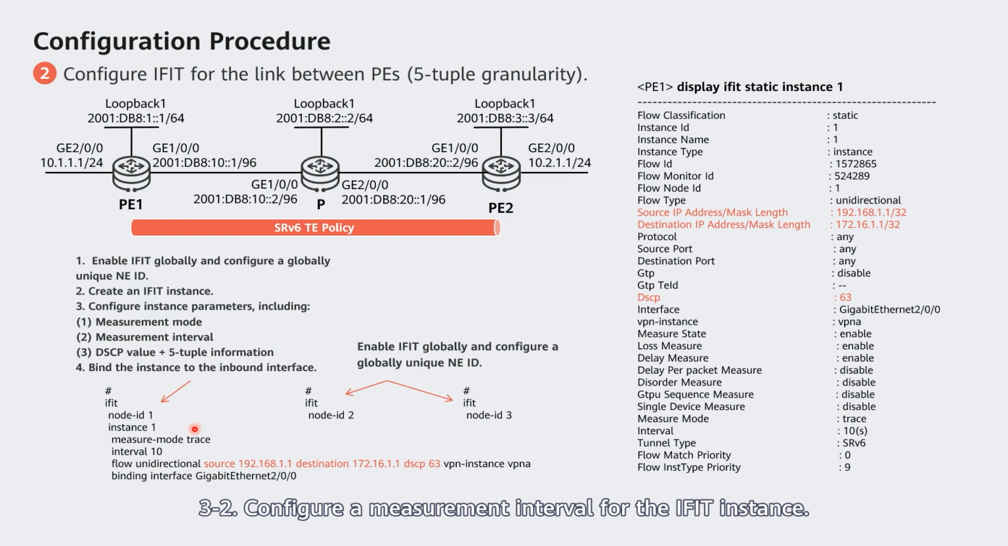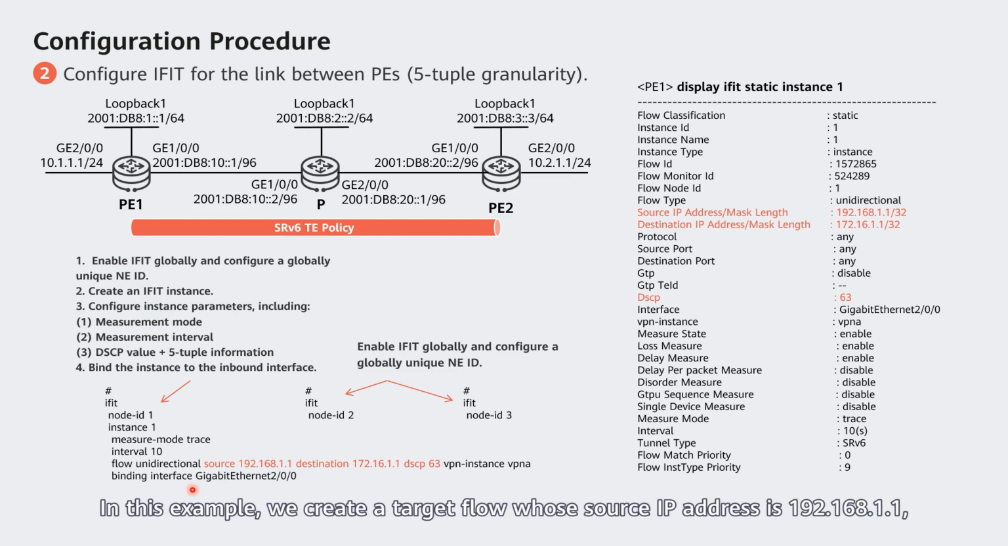3-2. Configure a measurement interval for the IFIT instance. We use 10 seconds as an example, but different network conditions and device performance specifications will determine the value you use. 3-3. Define an IFIT flow. You can do this by specifying the source and destination IP addresses, protocol number, source and destination port numbers, and DSCP value.